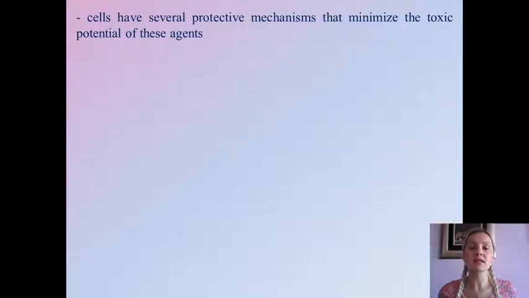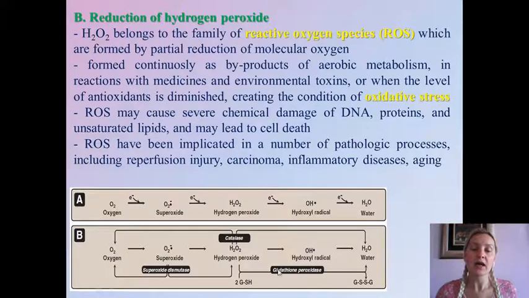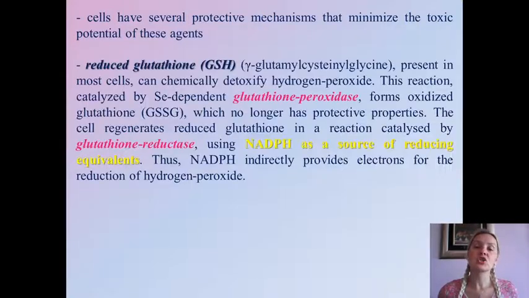This reaction is catalyzed by, I'm going to get back to this figure, glutathione peroxidase, which uses reduced glutathione to neutralize hydrogen peroxide and reduce it to the molecule of water. And during this process, reduced glutathione is oxidized to the oxidized disulfide form of glutathione, which does not have protective properties anymore. So it is important for the cell to regenerate reduced glutathione, so to convert the oxidized to the reduced form again.